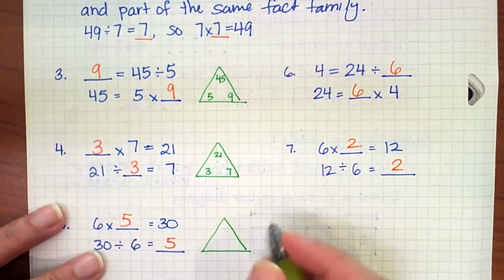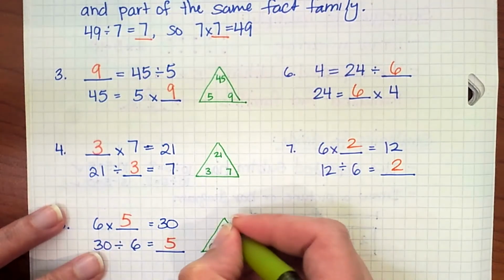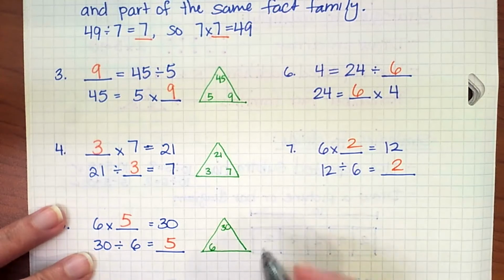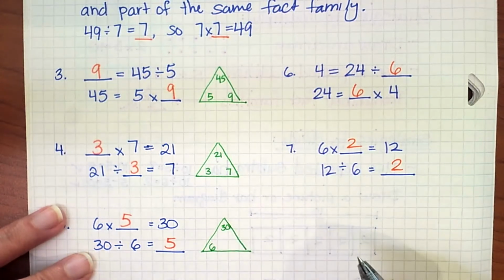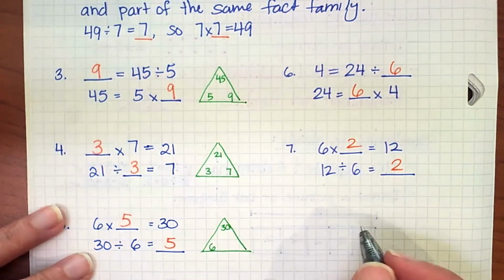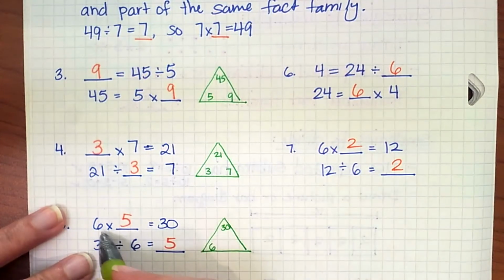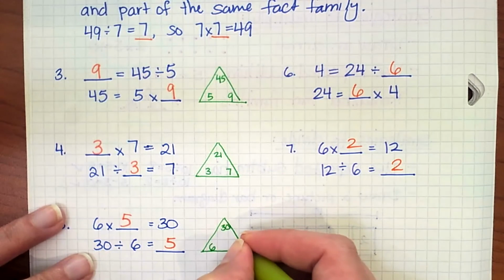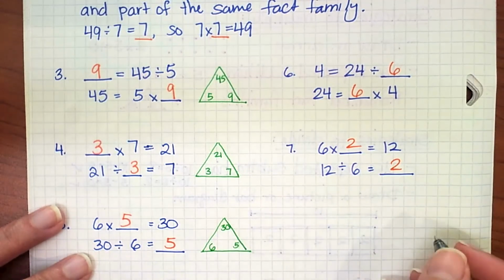6 times a number is equal to 30. So I have my 6 and I have my 30. And I know 30 divided by 6 is equal to a number. So I can skip count or use repeated subtraction or work backwards and use repeated addition to find groups of 6. How many groups of 6 will go into 30? We know there are 5 groups of 6 in 30.